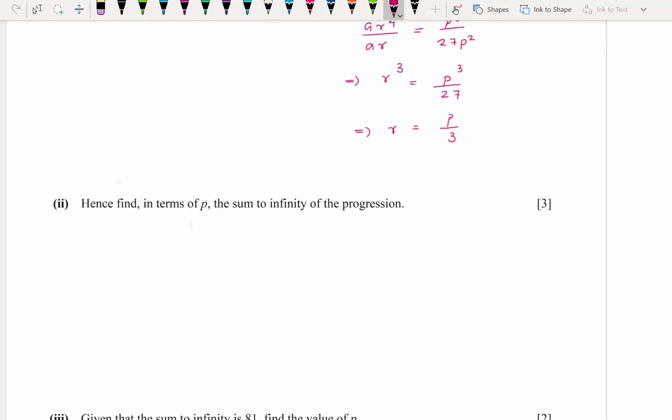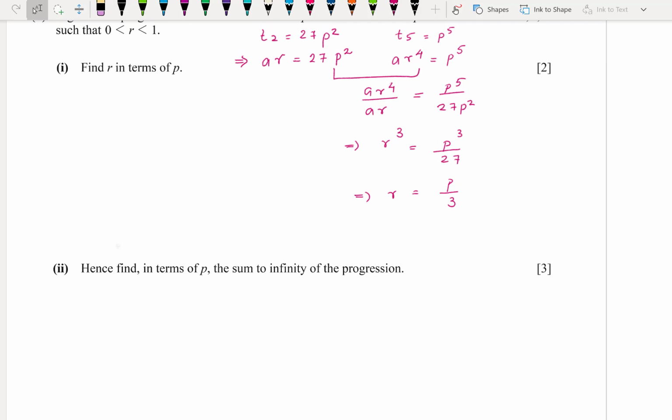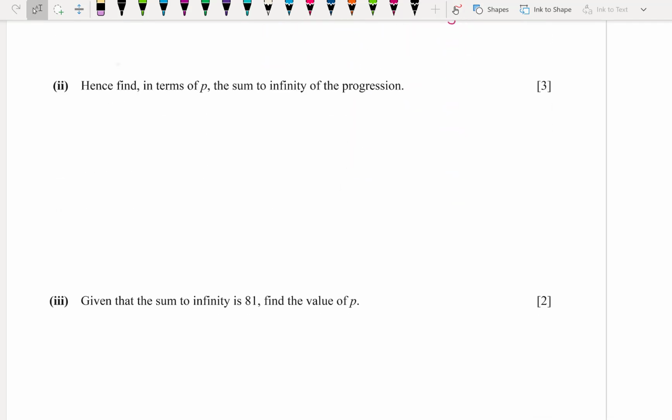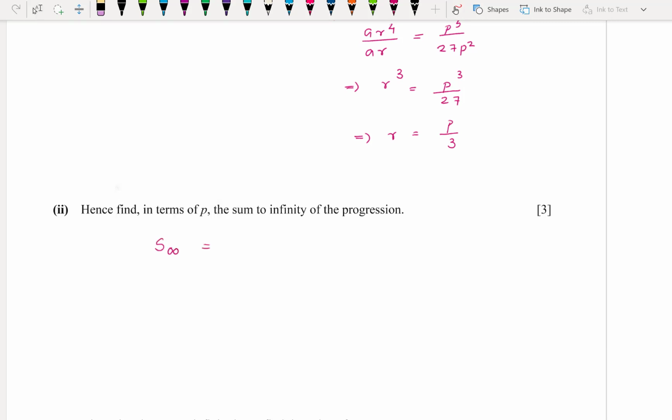Okay, let's go to the next one. Hence, find in terms of p the sum to infinity of the progression. Here you may want to remember this formula, Amrita. S infinity, provided this r is between 0 and 1. Only then it works. It is going to be A divided by 1 minus r.